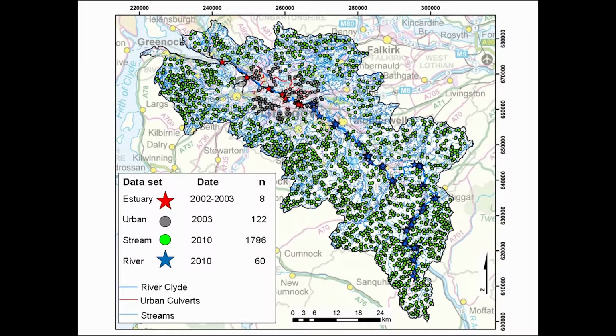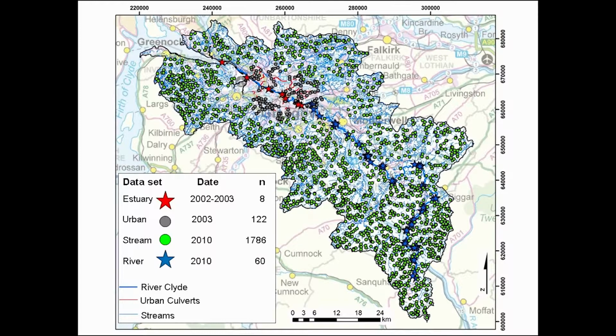Then the major part of the water sampling was undertaken in 2010 when we sampled first and second order streams. There's 1,786 of these, and these we revisited the sites that were visited in the 1980s for the sediment samples which Solvi talked about yesterday. And at the same time, in 2010, we also took samples of the major tributaries of the River Clyde and also the River Clyde itself within about 500 metres, both upstream and downstream of the confluence with these tributaries, and there's 60 of these samples.